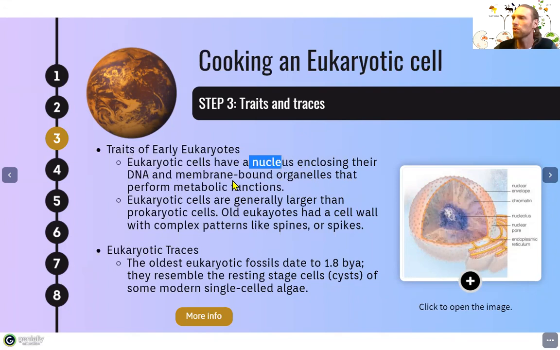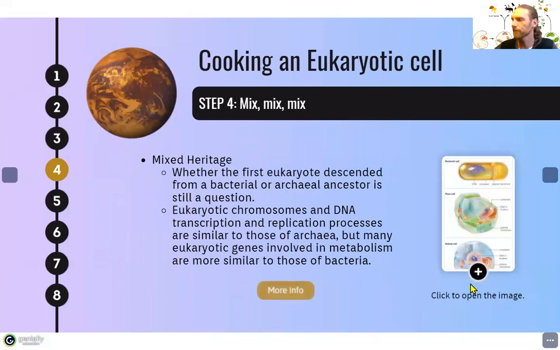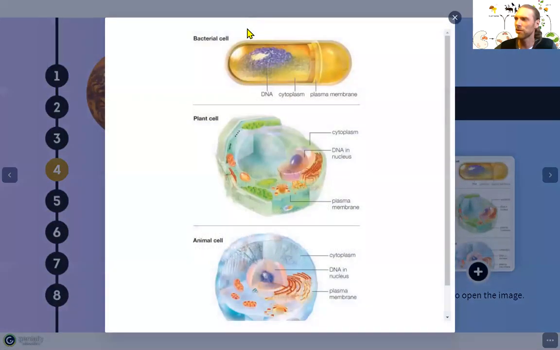They have a nucleus, they have membrane-bound organelles, and they do some metabolic functions. So we saw all of a sudden the rise of this early eukaryotic cell, and where did it come from? Okay, that's point number 4. And therefore you have to look at this image.